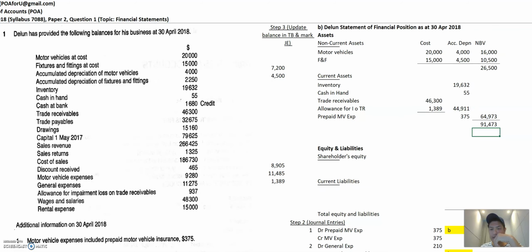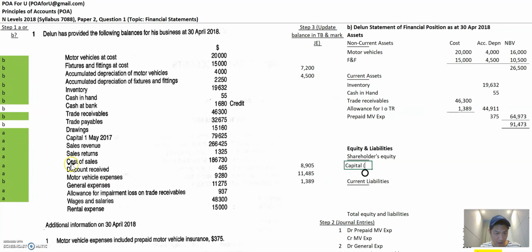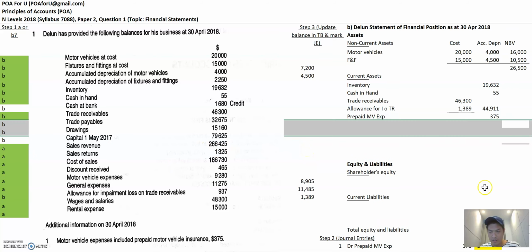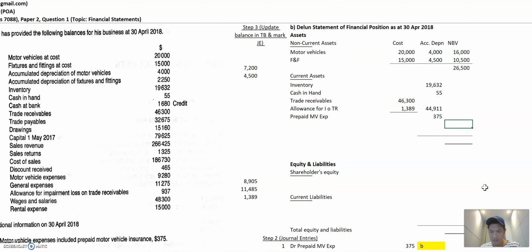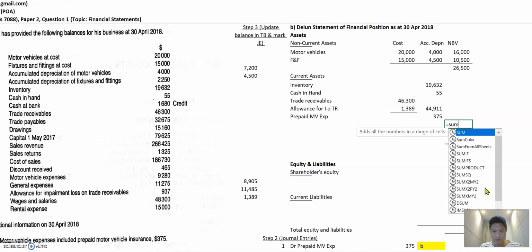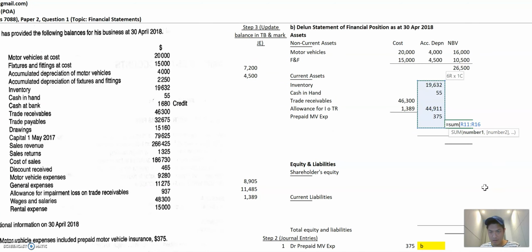So let's look at now the shareholders equity. Shareholders equity section, we have capital, and this would be consisting of... something is wrong. I must have messed with the format just now. Okay, I'm just gonna undo this. Pardon me. Just let me do this again, and this plus this.